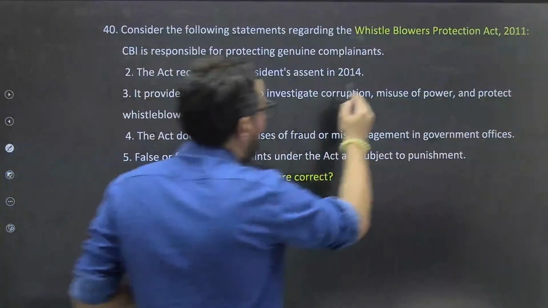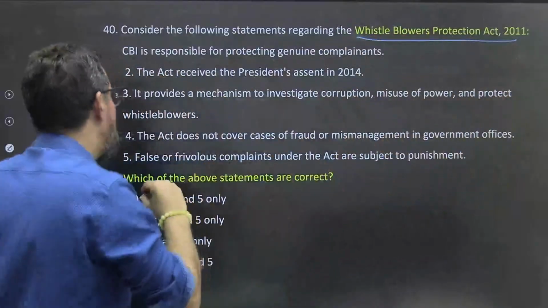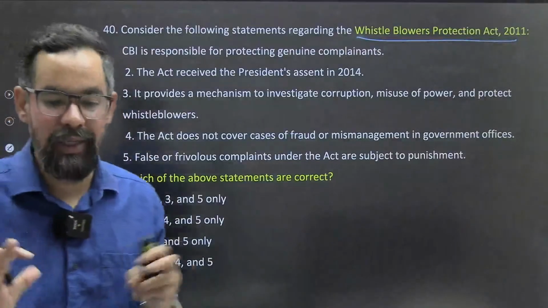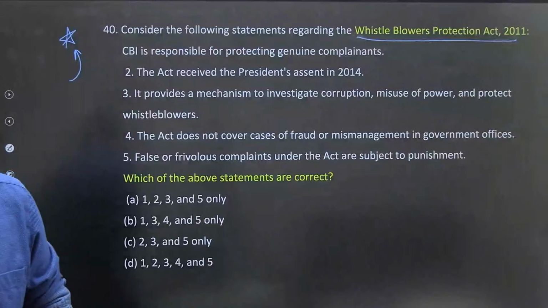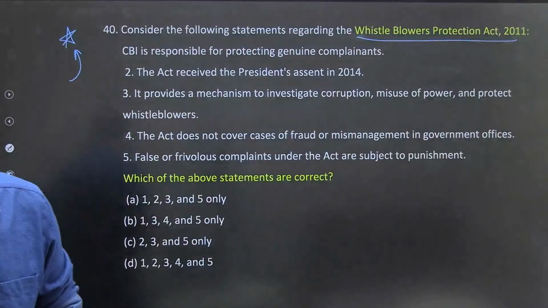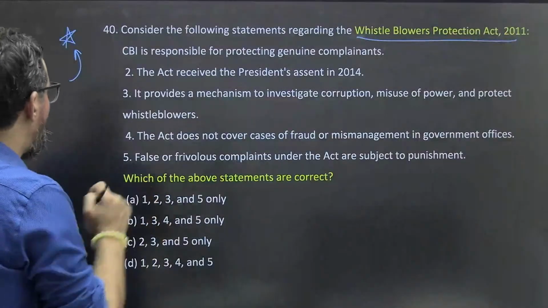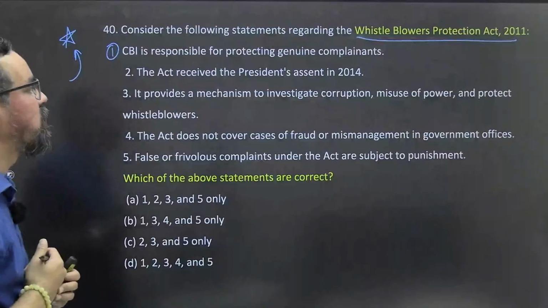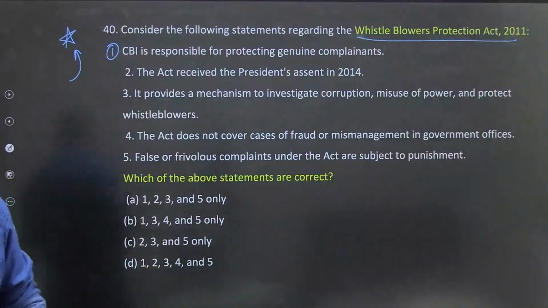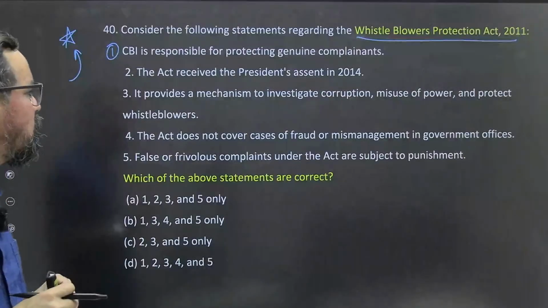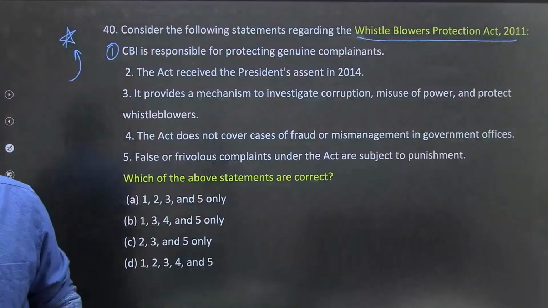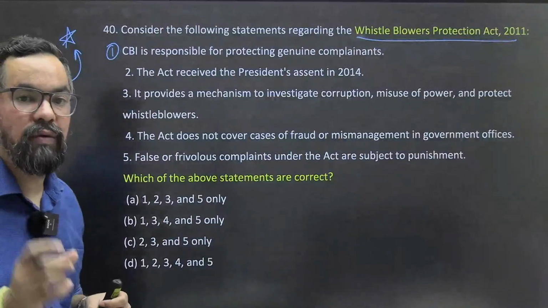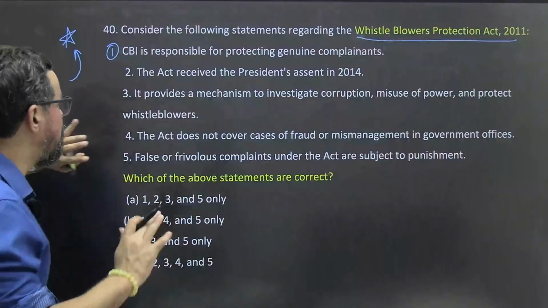So, statements regarding the Whistleblower Protection Act 2011. Again, a very important area. So what is whistleblowing, insider trading and all? These are some common topics or issues in ethical business principles. So what will be your correct answer? The first one: CBI is responsible for protecting genuine complaints in this particular case. So CBI is not involved in this particular one. It should be the Vigilance Commission, the Vigilance Commissioner. Not CBI. Vigilance Commissioner should be the right answer for this one.